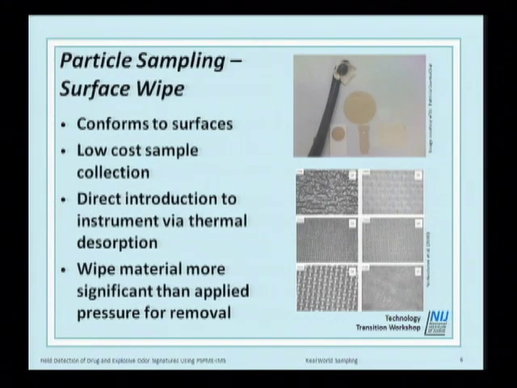So for particle sampling, the most common way of collecting your sample is by surface wipe. In general, the surface wipes shown at the top are commercially available, and you will be using at least 2 of them throughout this workshop. They actually need to be able to conform to surfaces. So not always will you be sampling a flat countertop. So they're malleable in that way. They're generally low cost because for each sample you should use a new collection device.